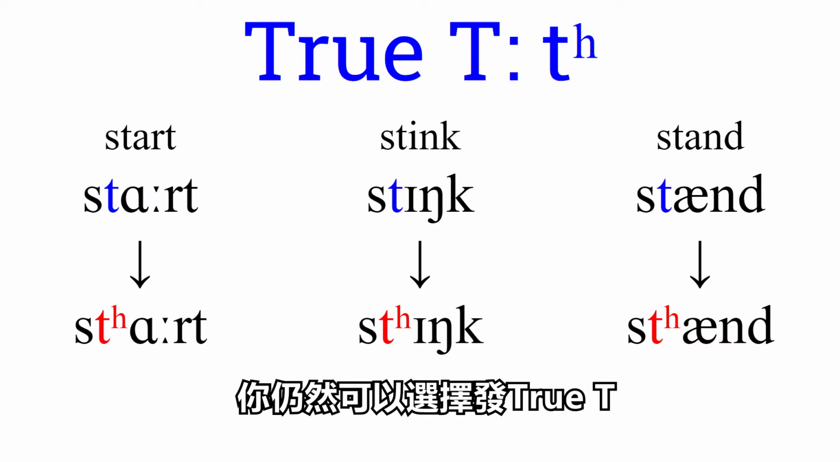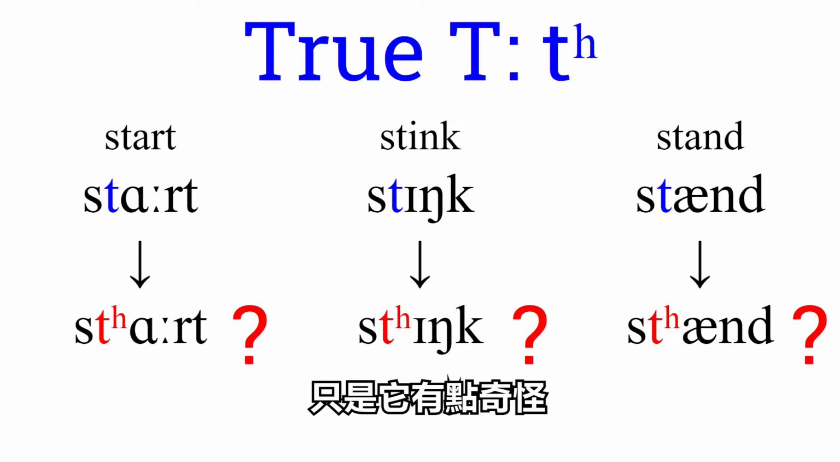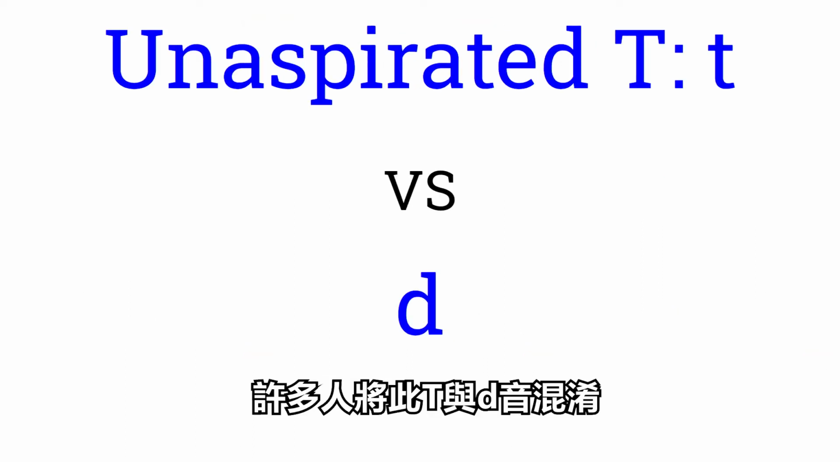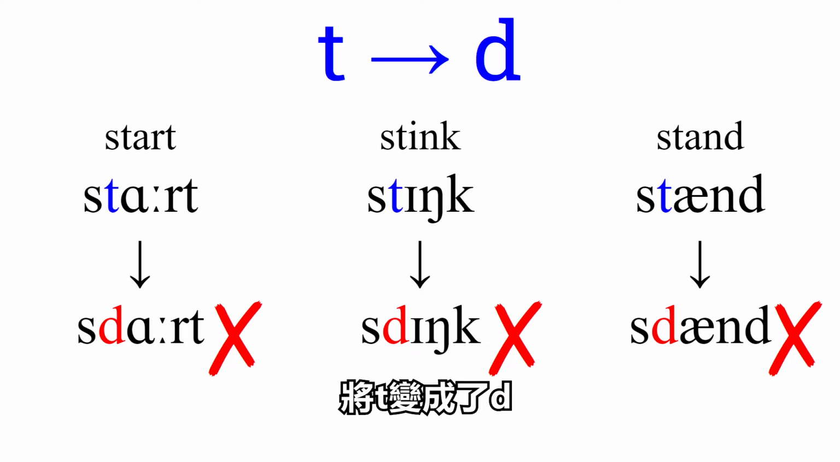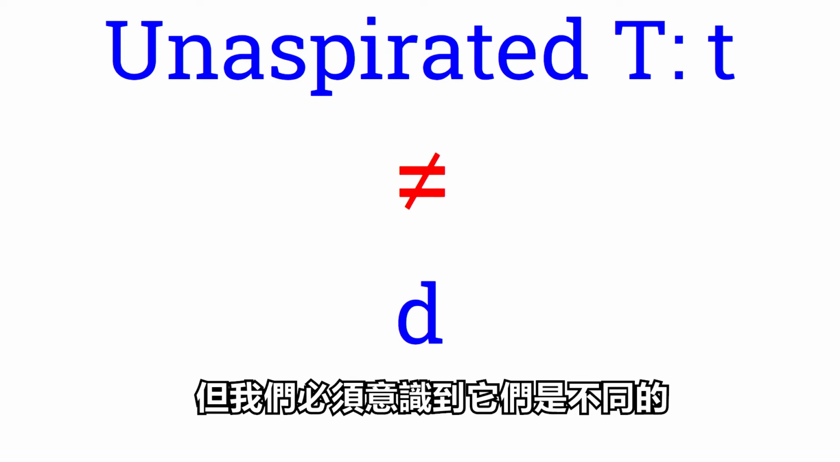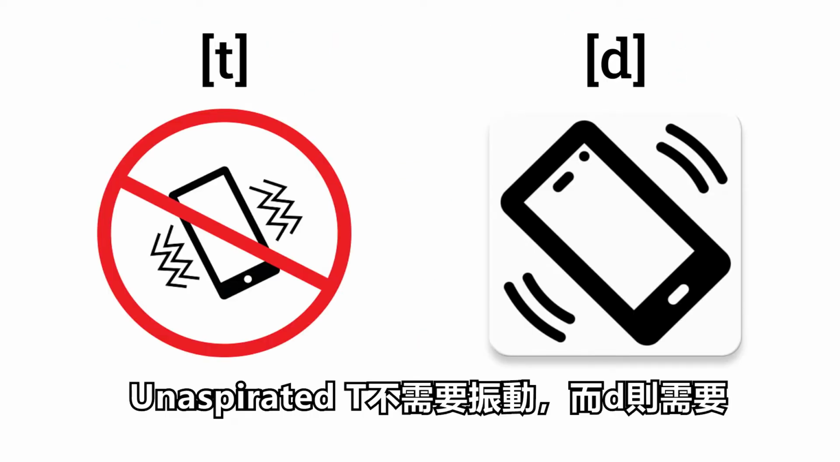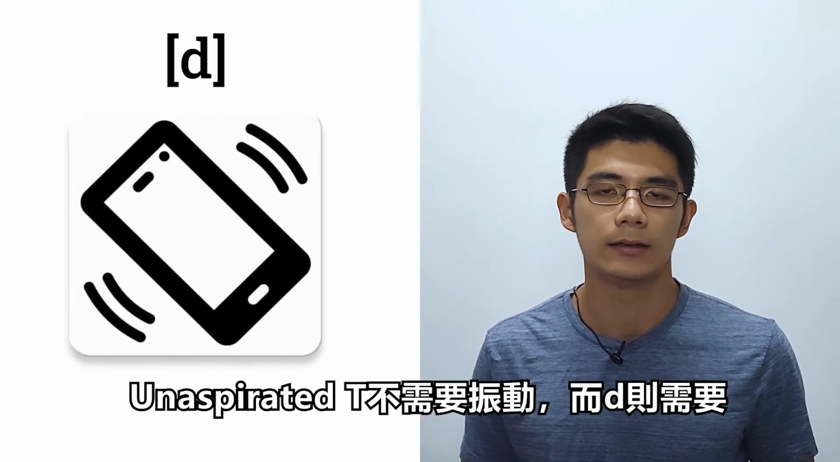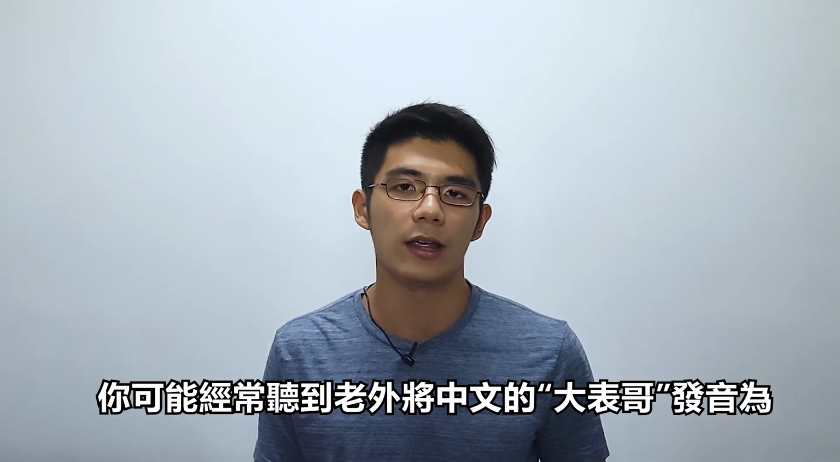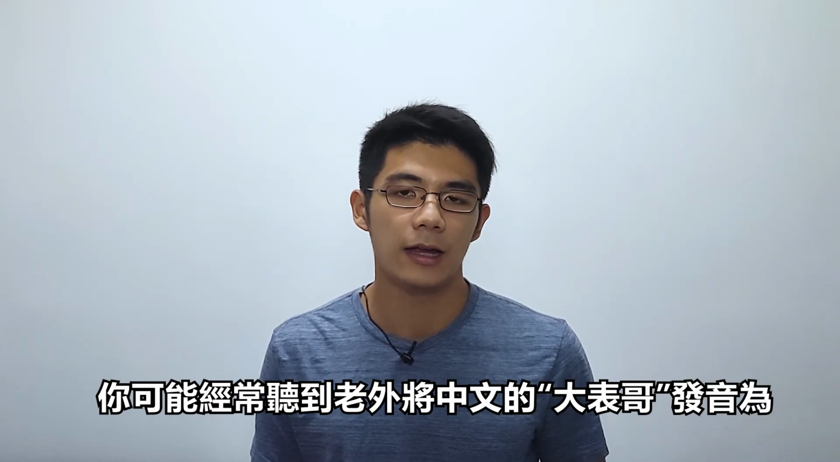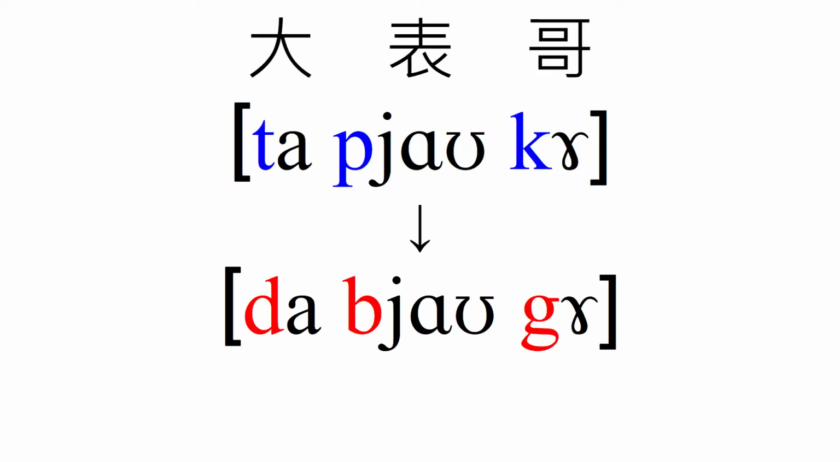You may still pronounce the true T, it's just that it's kind of odd. Start, stink, stand. Many people confuse this T with a D sound because they sound very similar. Some mediocre teachers even think it's a phonemic change that changes a T into a D. But we have to be aware that they're different. The unaspirated T doesn't require vibration, while the D sound does. Da, da. Due to the similarity of unaspirated PTG and DBG, you may often hear English native speakers pronouncing the Chinese phrase 大表哥 as 大表哥.